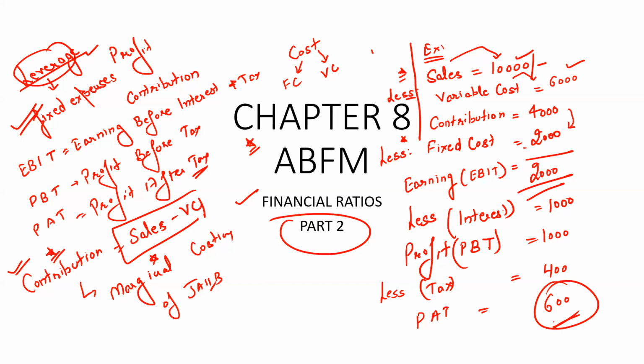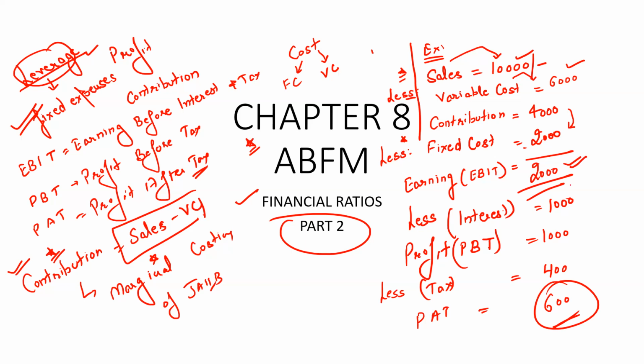After that, we are moving towards the fact that there are also fixed costs occurring here. That is rupees 2,000. Clear? So contribution minus fixed cost is EBIT, earning before interest and tax. Clear? That is rupees 2,000 here.